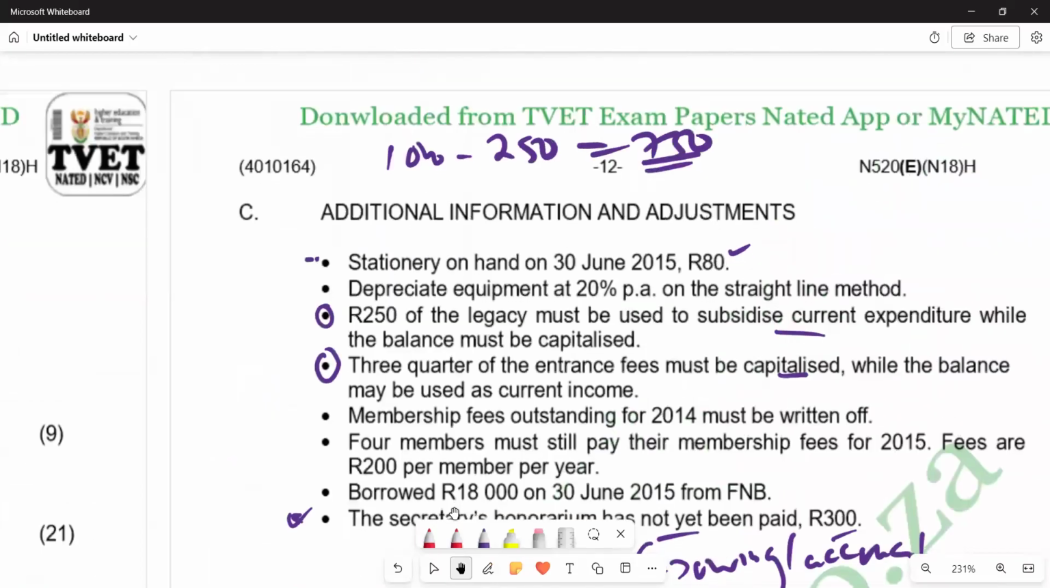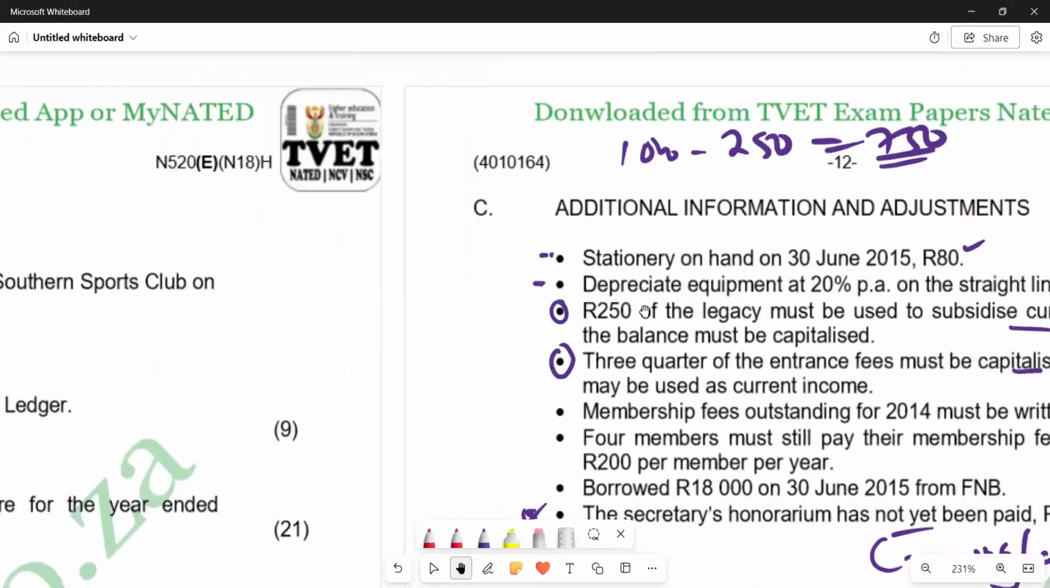Remember, our additional information is starting here. We go down checking other expenses that might be stated. We have depreciation here. Depreciate equipment at 20% per annum on the straight line method. Remember, the straight line method, we say percentage times cost. So this is another expense that is not stated in the payments that needs to be added there.